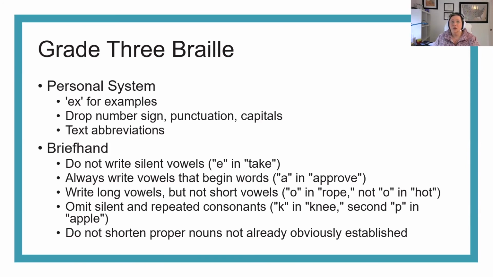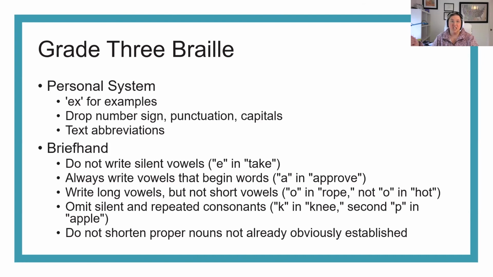For example, don't write silent vowels, just write T-A-K for take and drop that E. Always write vowels that begin words. So the A in approve would always be written. Write long vowels, but not short vowels. So for the word rope, you would write R-O, it's a long vowel, P, but not the E. You wouldn't write the O in hot.